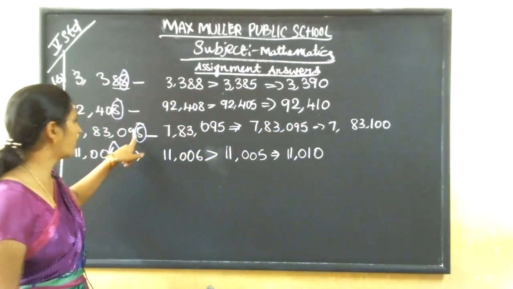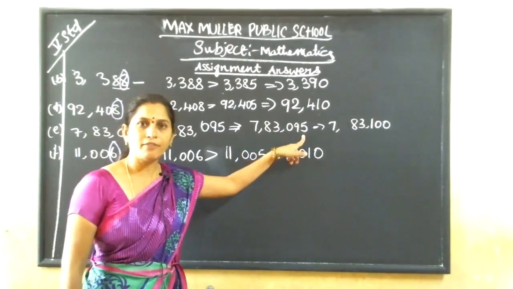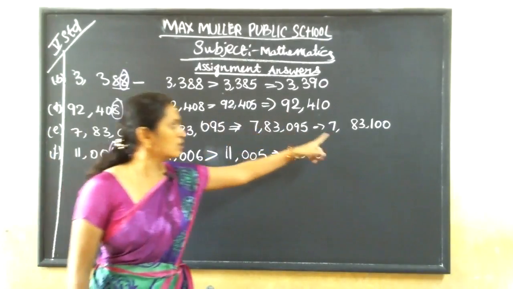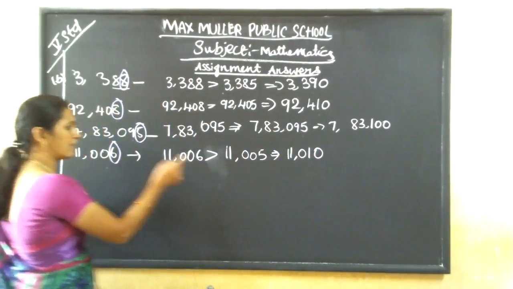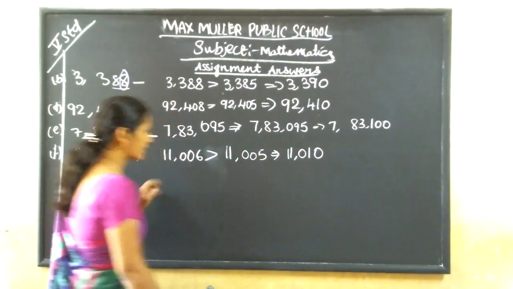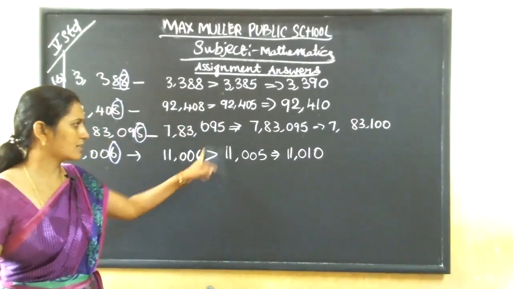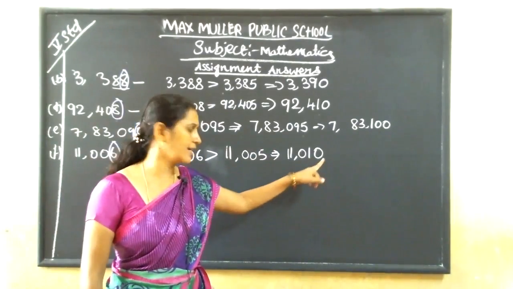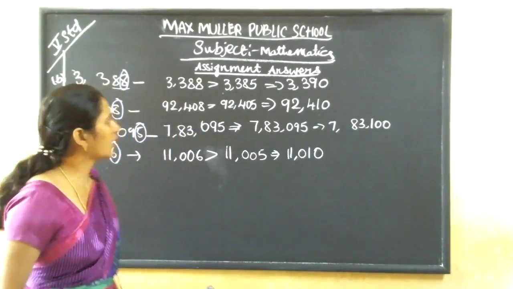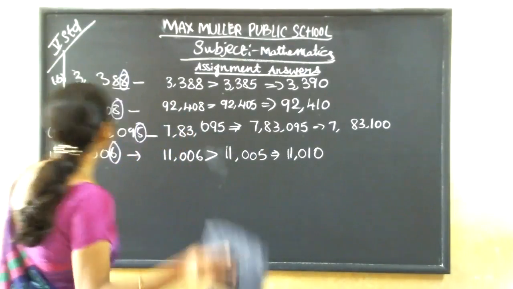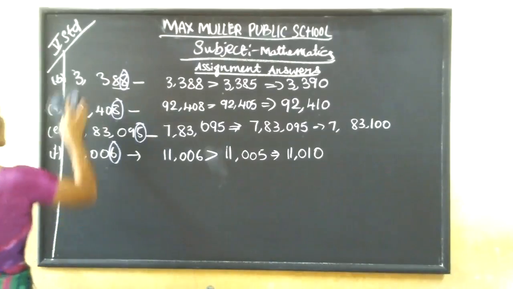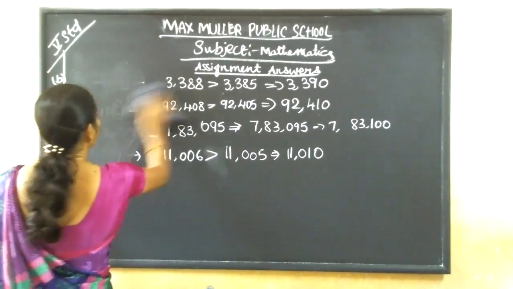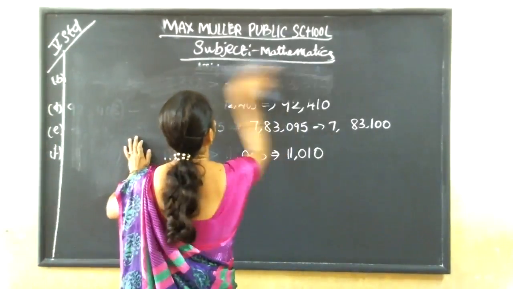Next, 95, 5 is equal to 5, so 7,83,100. Next, this is also greater than 5, so I have written the next. 11,006 means 10 will come, 11,010. Got it? Okay, next, we go for the third main. Check it, all of you, once again. You can pause it and check the answer also. Okay, children, we'll go for the next third main.